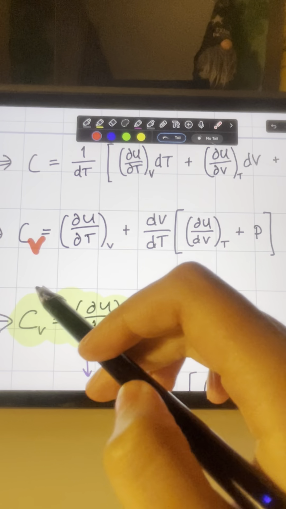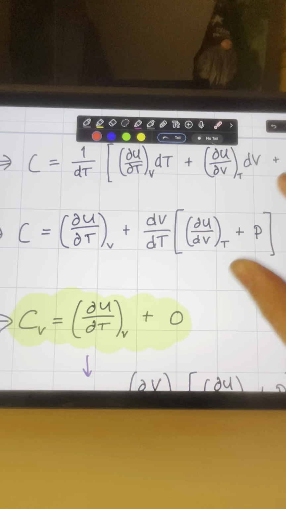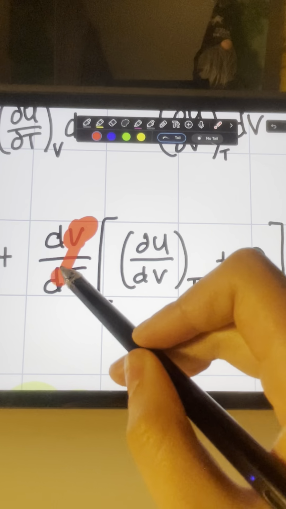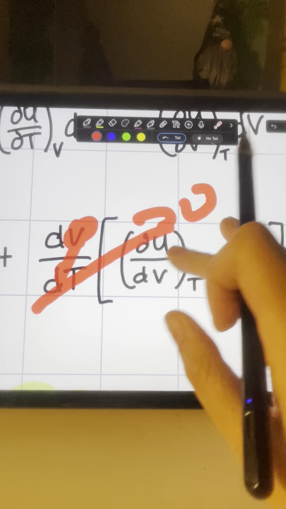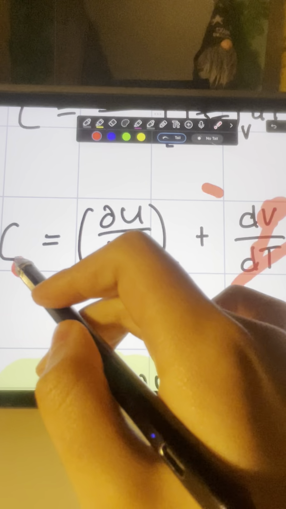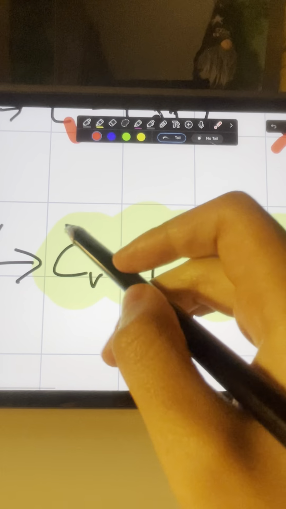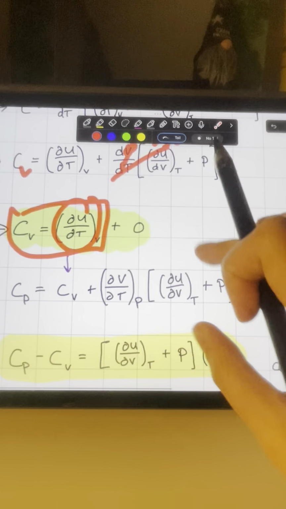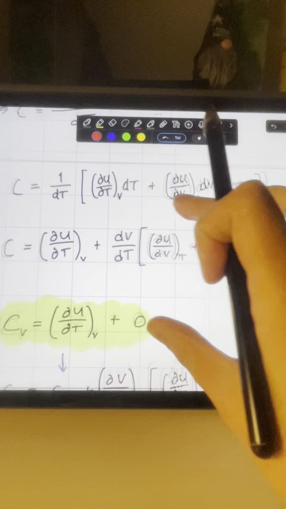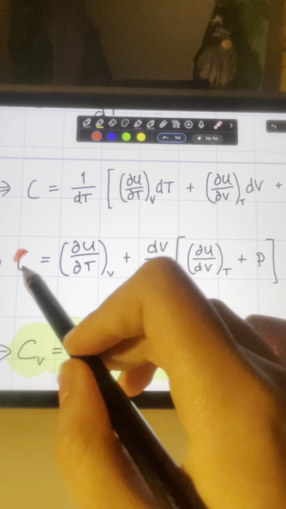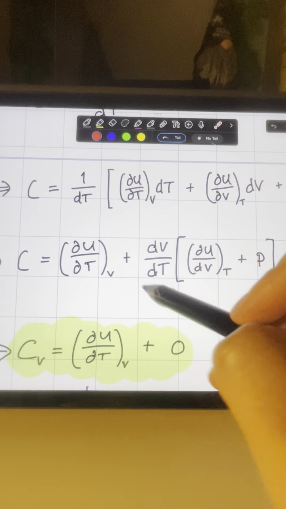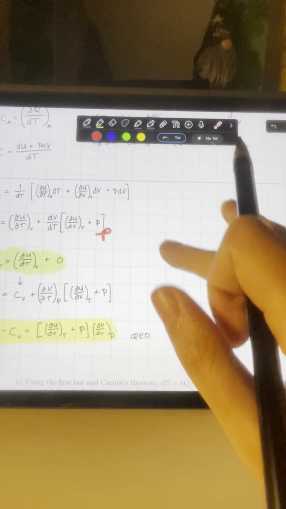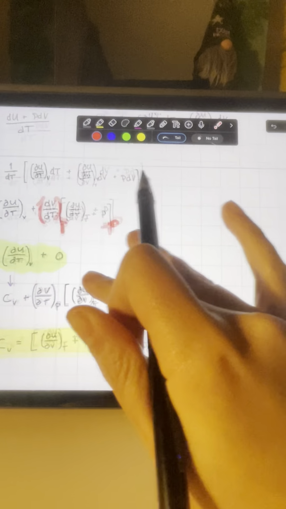So CV: if V is held constant, and we look at this term over here, then this is a constant. The derivative of a constant is 0, so this whole term goes to 0. You're left with just this first term, which is CV. Now, let's go back here. CP, then, is equal to this thing, P.